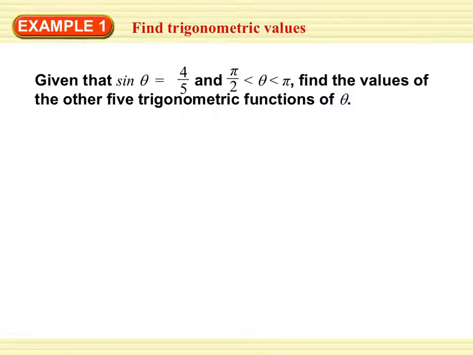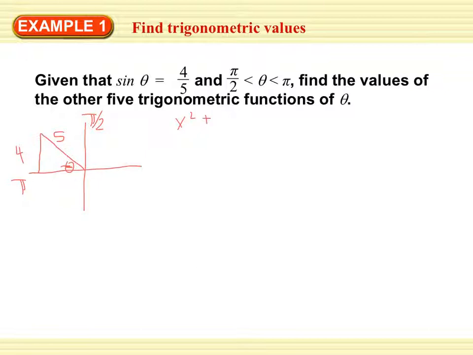All right, given that sine theta equals 4 over 5, and theta is in between pi over 2 and pi, that means that this is pi over 2, and here's pi. So sine theta is 4 over 5. We'll say this is theta. Sine is opposite over hypotenuse. The y value is positive, the hypotenuse is positive. We can figure out what the x value is.